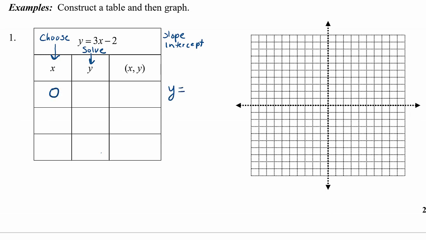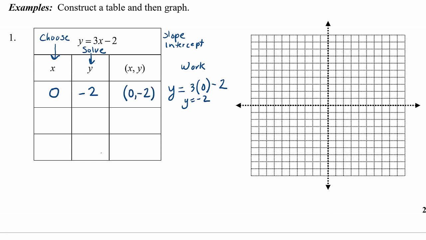I'm going to put my work over here. y equals 3 times 0 minus 2. And so here we get 3 times 0 is 0, so y equals negative 2. Negative 2 is my y that corresponds to x equals 0. And the ordered pair is (0, negative 2).